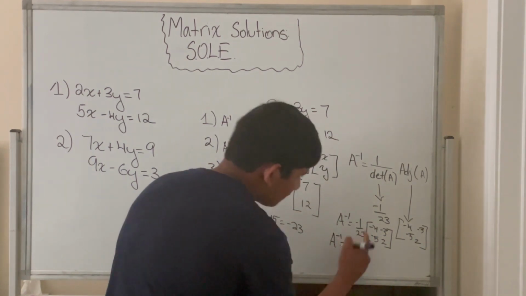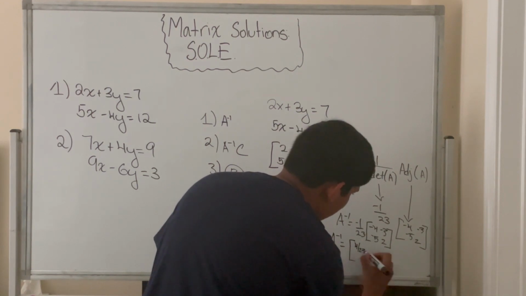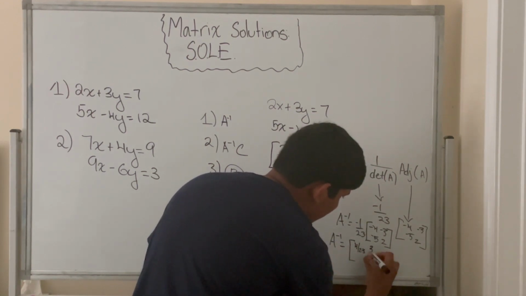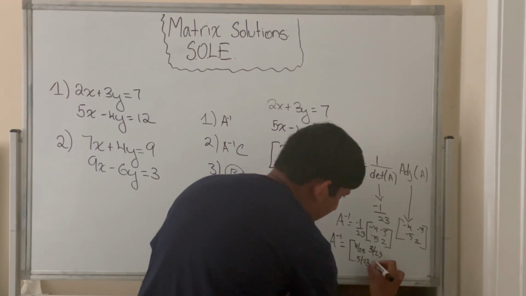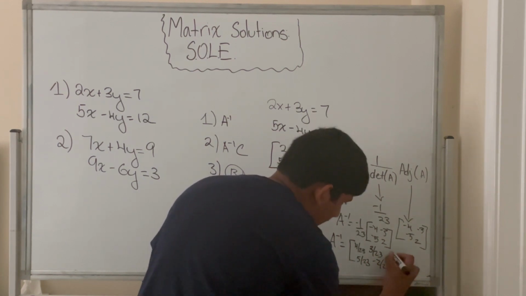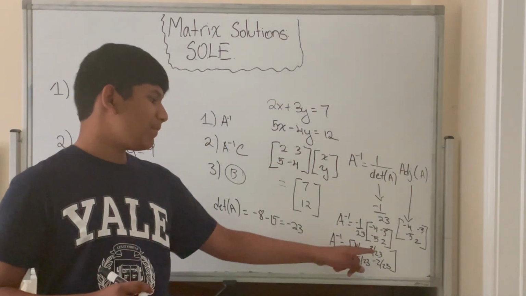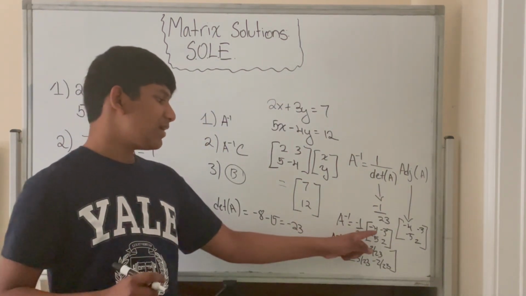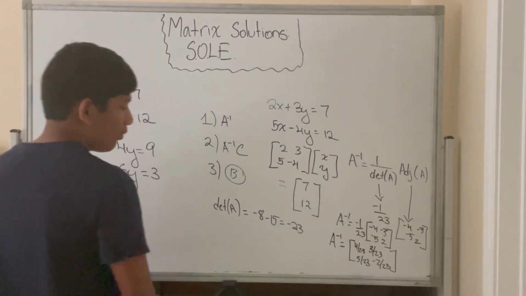So we get the matrix to be 4 over 23, 3 over 23, 5 over 23, and negative 2 over 23, where the first three elements are positive due to the fact that negative times negative is positive. Okay, so we'll write that over here.